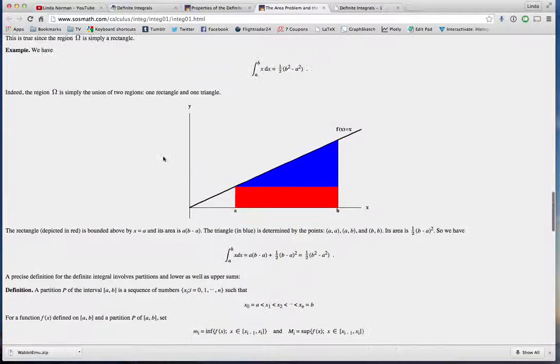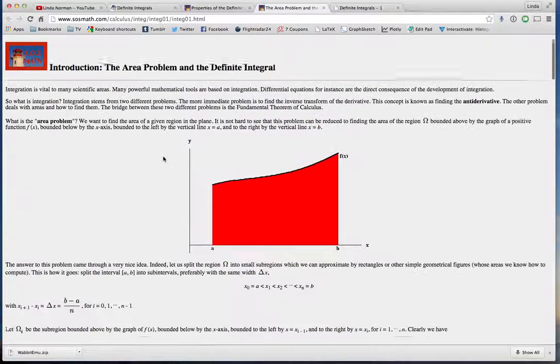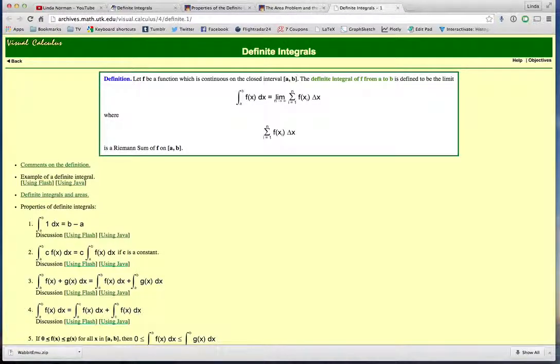If you read through section 6.3 in your textbook, there's a bit of an explanation of this. This website is good. It goes into more detail than you need, so if you want to read through it, you can. I was using it mostly for the pictures. So the definite integral ends up being the sum. Is this the right one? No, yeah, here we go.